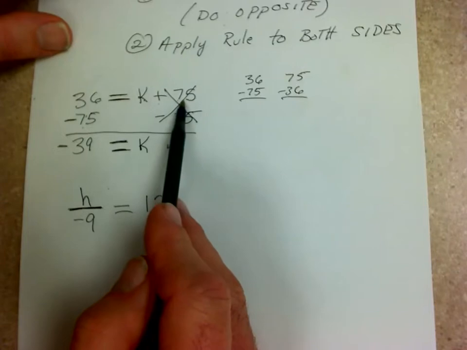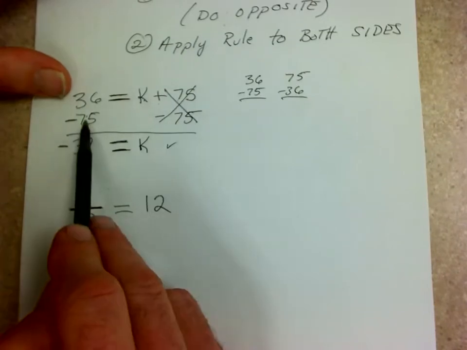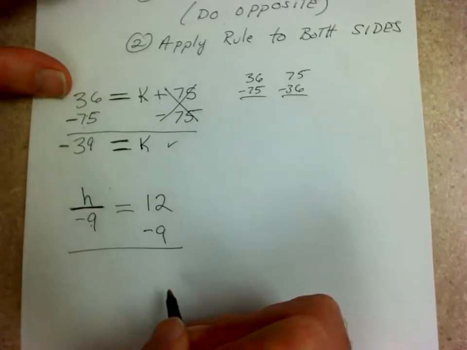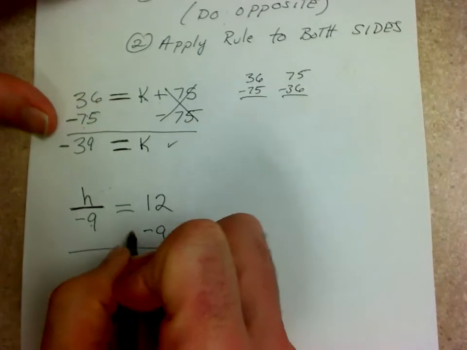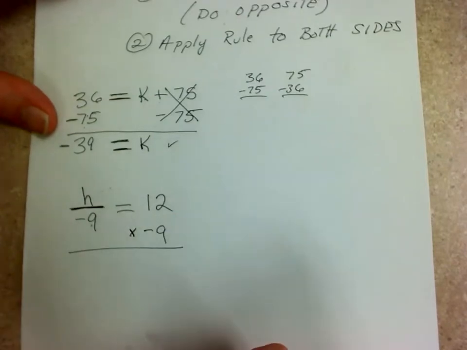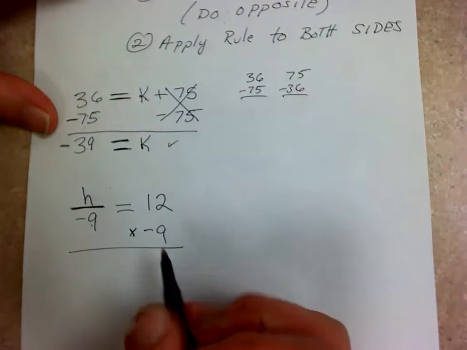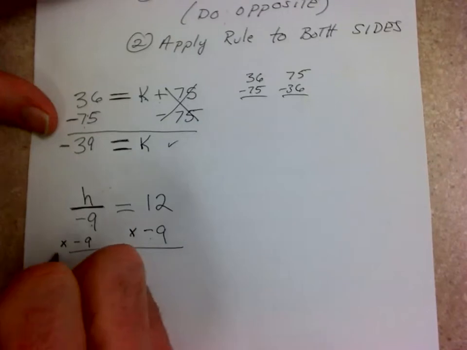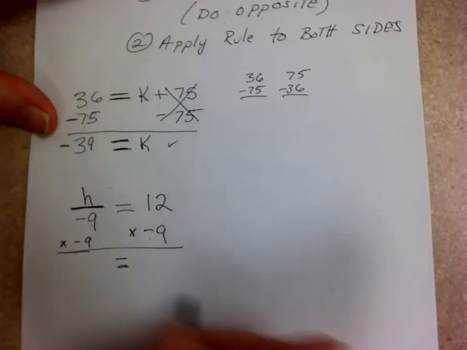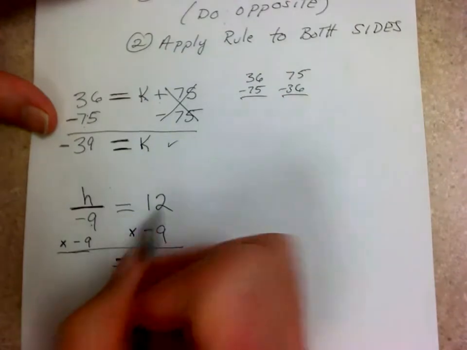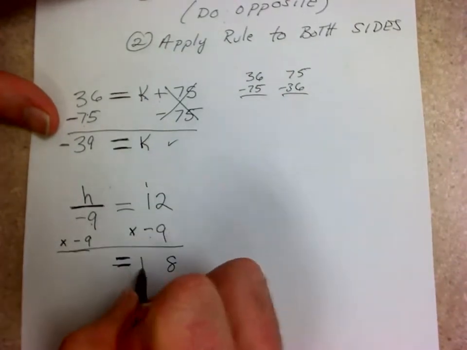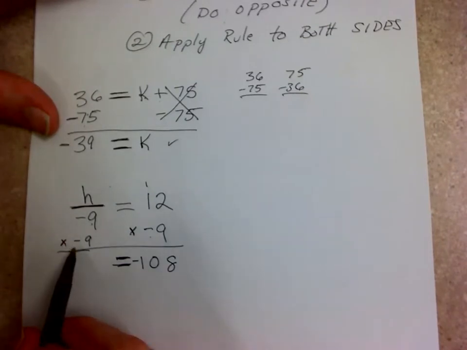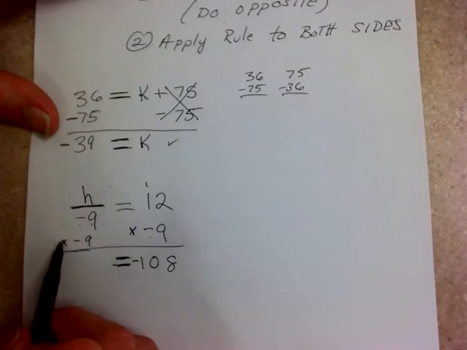Following our example here, we moved the 75 away from the variable, so we want to move the negative 9 away from the variable. We're going to bring the negative 9 over, and the opposite of divide is to multiply. We're going to apply our rule to both sides, so if we're going to times negative 9, we're going to times negative 9. Bring down our equals. 12 times negative 9 is negative 108.